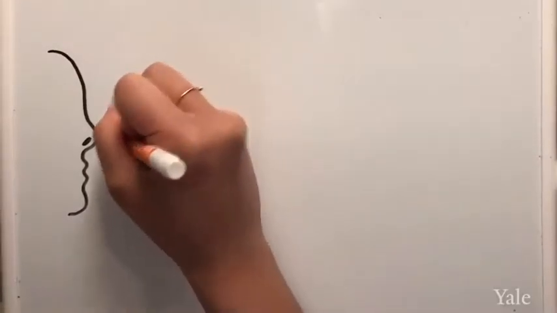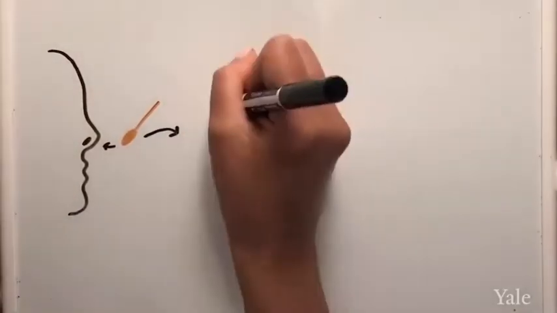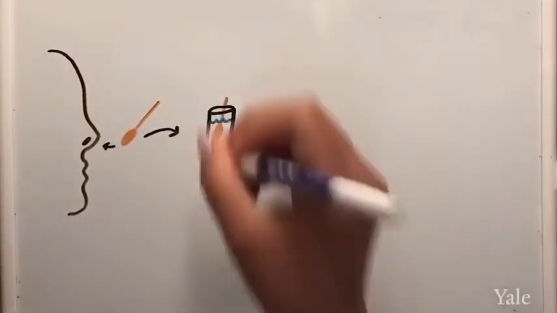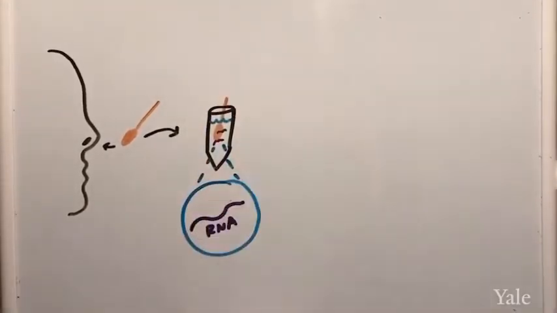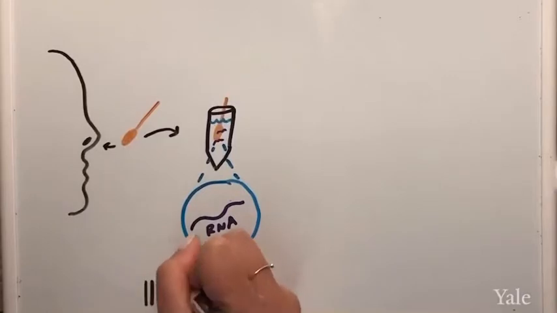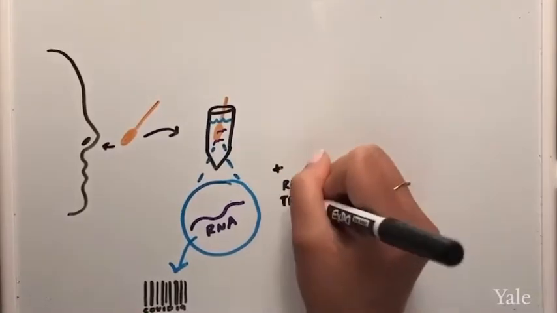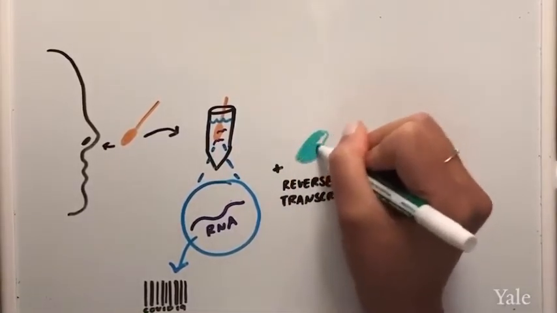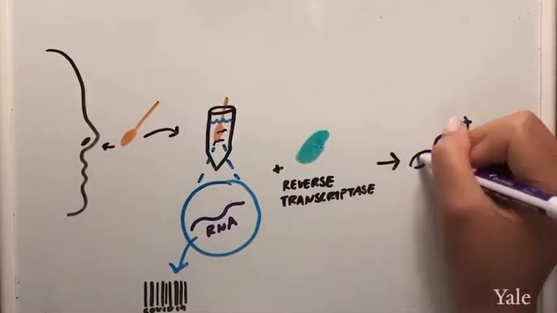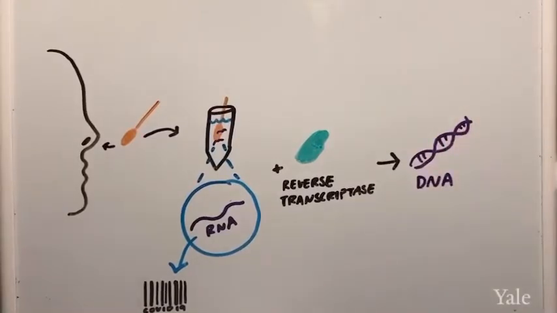So far, testing is done by collecting samples from patients using nasal swabs. RNA is extracted from that nasal swab sample. Since RNA is the genetic information of the virus, it can be used to identify the virus, just like how our DNA is unique to identifying us. Once the RNA is extracted, scientists add an enzyme called reverse transcriptase to turn the RNA into DNA.